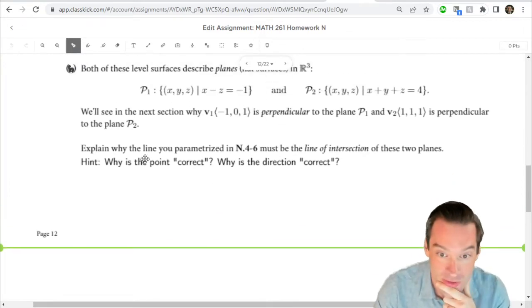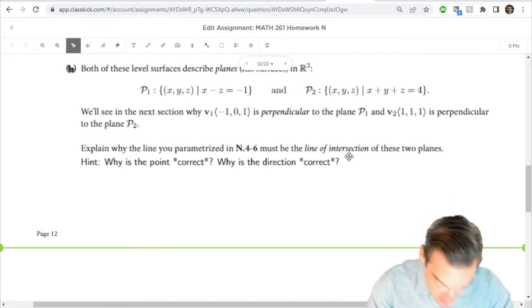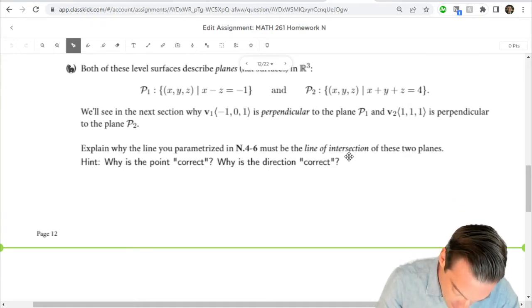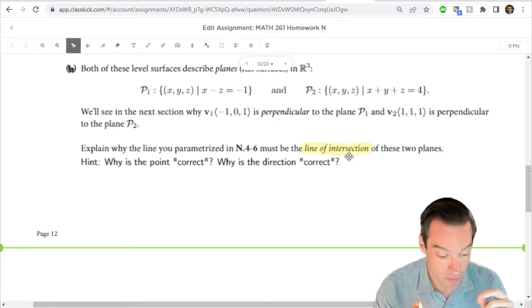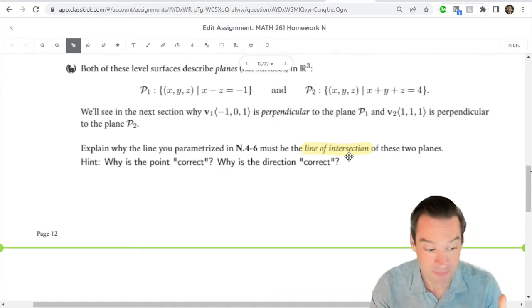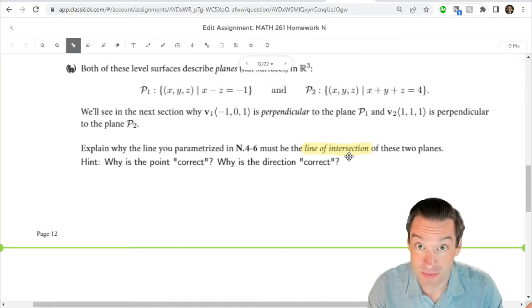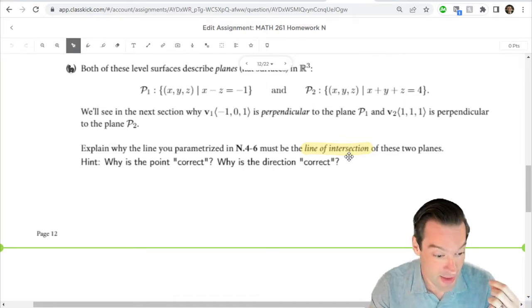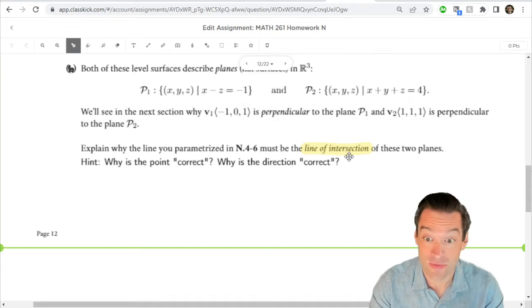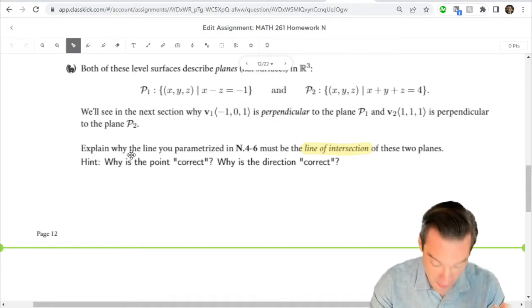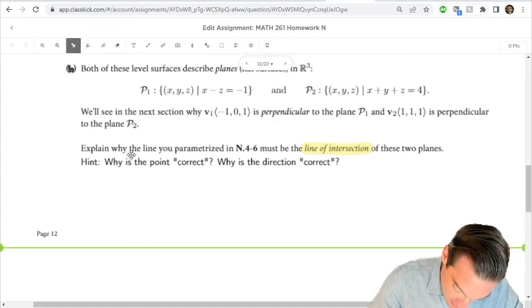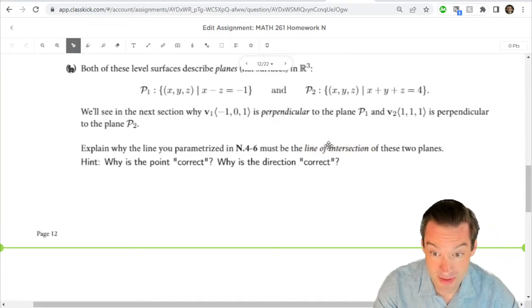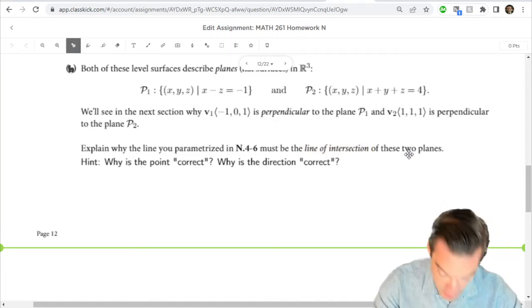So the question here is, how do we know that the line that we parameterized must be the line of intersection of these 2 planes? So let me start with dropping a hint on line of intersection. So in order to be a part of the intersection of 2 things, anytime we meet the word intersection in mathematics or logic, we're always saying that it must be something that belongs to both of the things. So, in other words, if we unpack this sentence, the line that you parameterize is the line of intersection of these 2 planes.